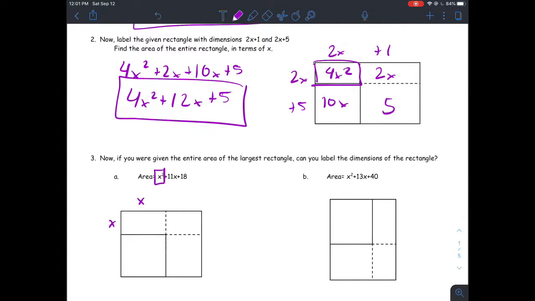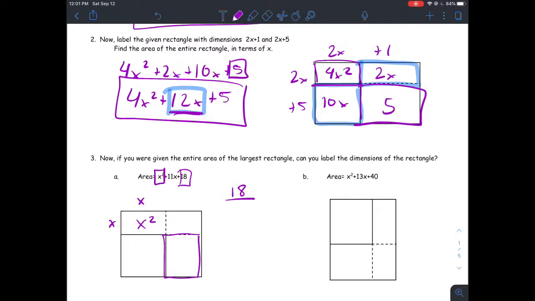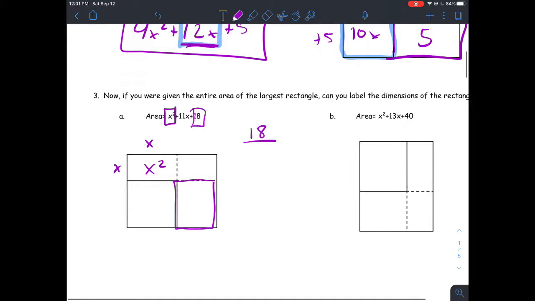Then let's take a look. We know that this box here needs to give us 18. That's where that constant comes from, it always comes from this box here. So we know we need to get an 18 in this box. Now, this middle term comes from adding these two terms. So in order to find out what two numbers we're missing, let's think about what two numbers would multiply to give us 18 but add to give us 11.